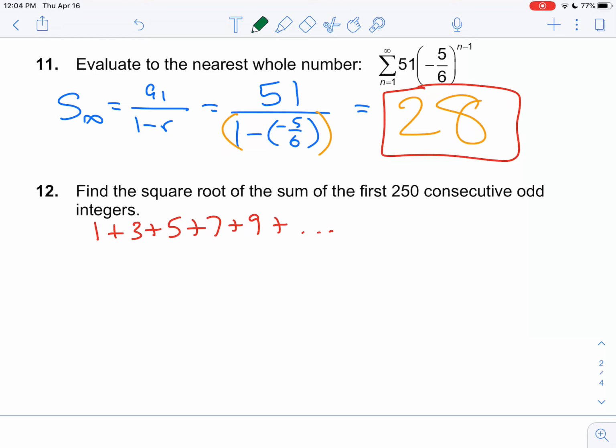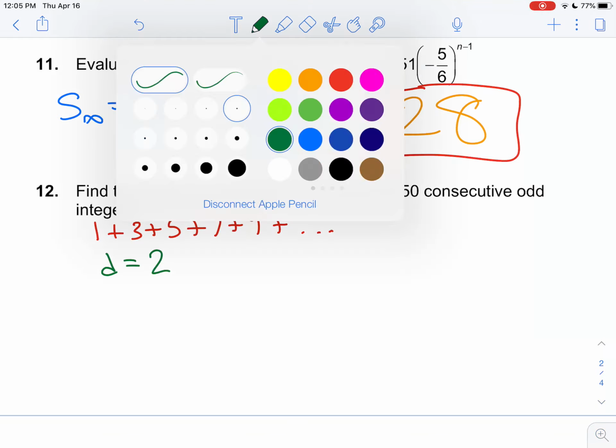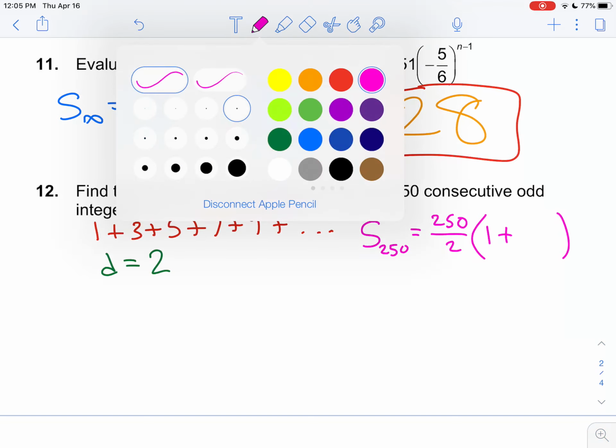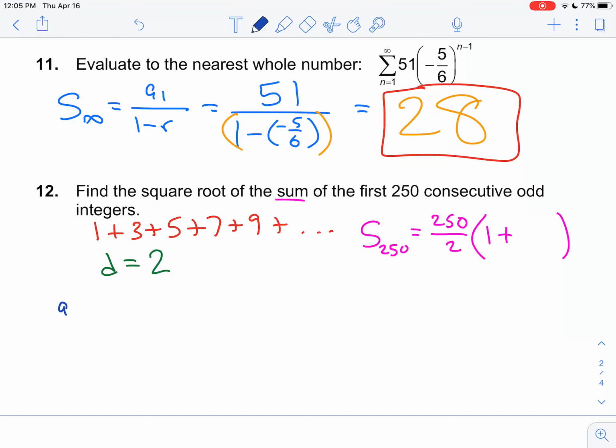So the very first thing you'll notice, how are you getting from one term to the next? You're adding 2 every time. So it's arithmetic. The difference is a +2. So I'm going to focus in here on the word sum for a second. So I want to know the sum of the first 250 numbers in that list. So it's the number of numbers divided by 2. The first number we know, but as of right now, I don't know what's the last number in that list. What's the 250th number?